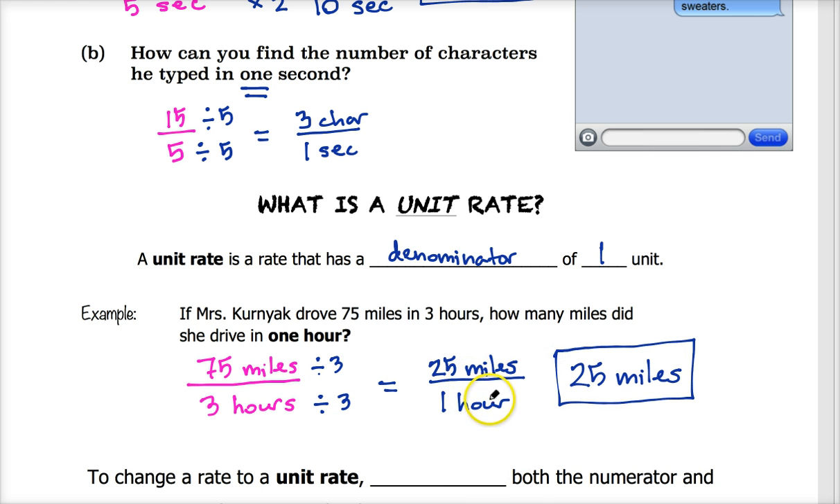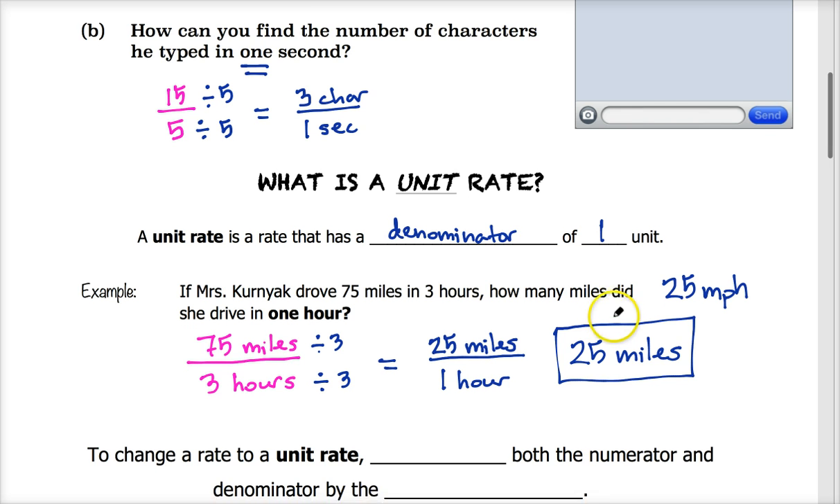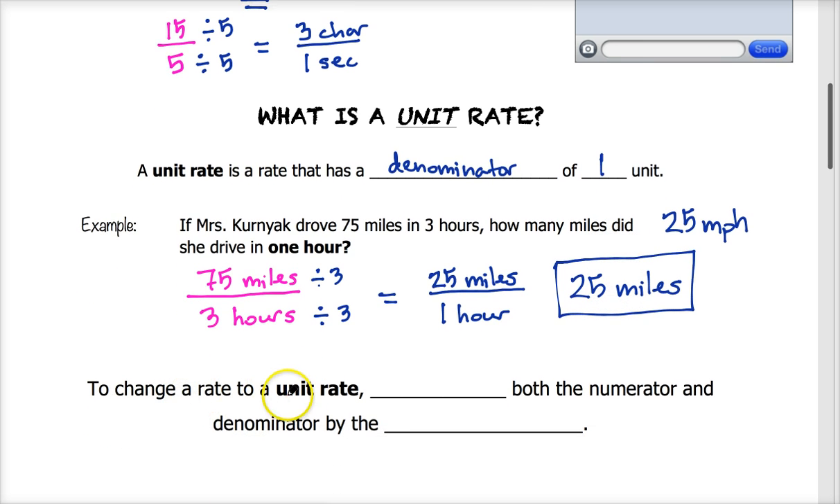A lot of times when we talk about speed, we talk about miles per hour, and you'll see that abbreviation MPH. If you ever see that, that just stands for miles per hour. So to sum it up, if we want to change any rate to a unit rate, we need to divide both the numerator and the denominator by the denominator. Okay, we're dividing both the numerator and the denominator by the denominator, and that makes the denominator 1.